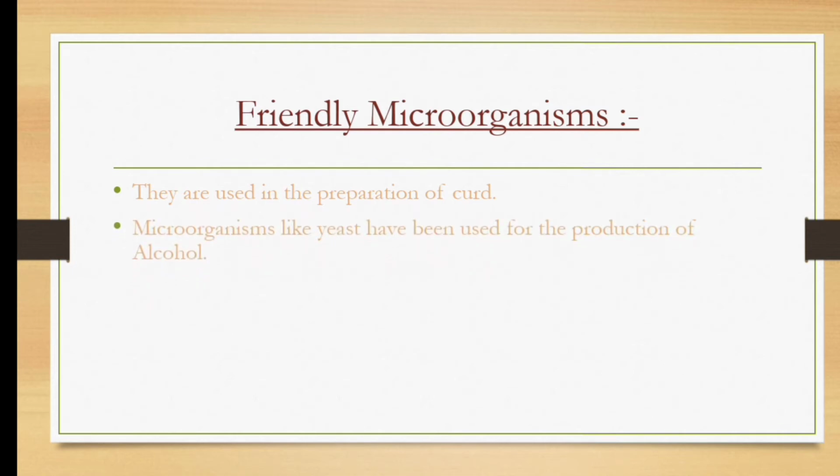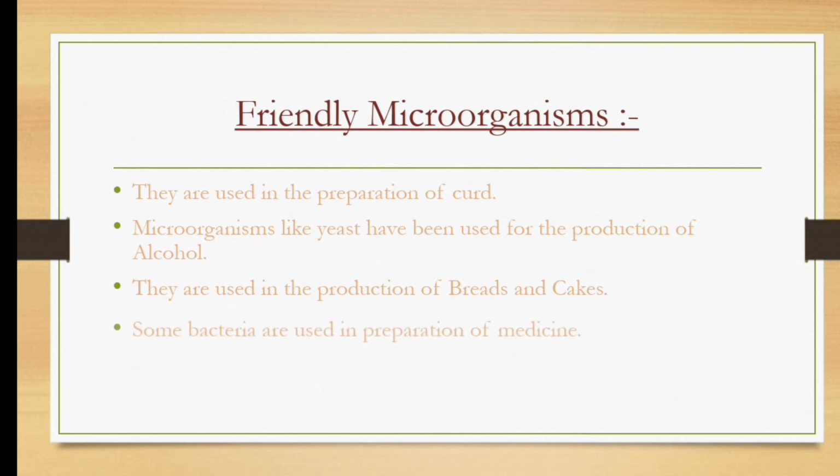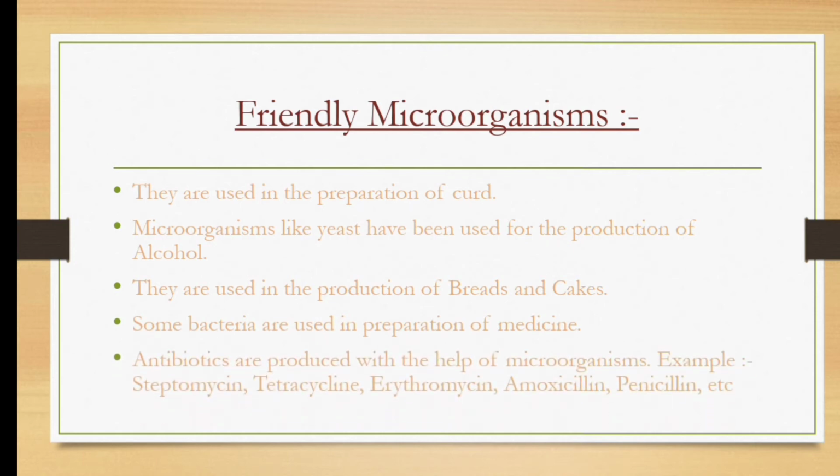Second, microorganisms like yeast have been used for the production of alcohol. The production of alcohol or vinegar or wine is done using a microorganism called yeast. Yeast is used in the production of breads and cakes also. Some bacteria are used in the preparation of medicines. Antibiotics are produced with the help of microorganisms. Some examples of antibiotics are streptomycin, tetracycline, erythromycin, amoxicillin, penicillin, etc.